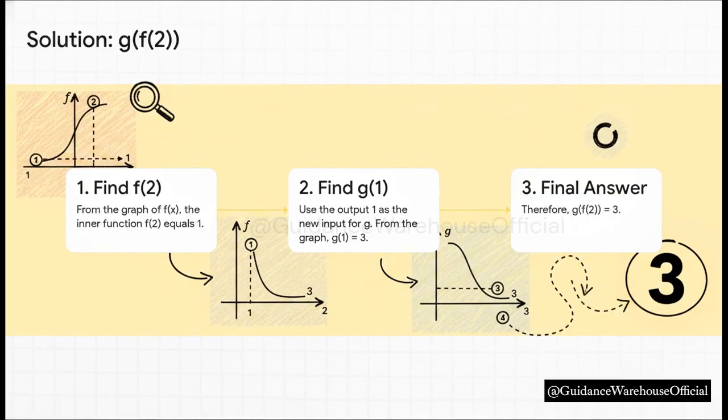All right, let's trace it. We start inside with f of 2. So we find 2 on the x-axis for the f graph, go up to the line, and then over to the y-axis. That gives us 1. Great. Now that 1 is our new input for g. So we move over to the g graph, find 1 on the x-axis, go up, and our final output is 3. See how that works?